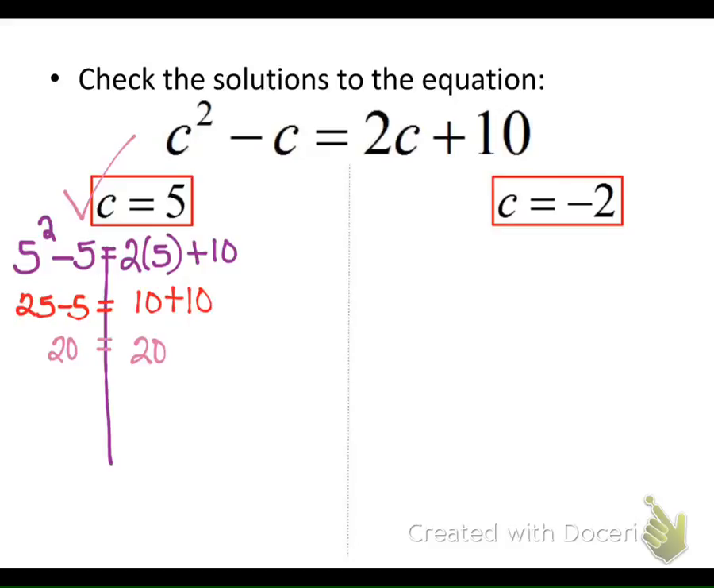All right. So now we're going to check to see if c equals negative 2 could possibly work. So this time, every time I see the variable c, what number am I going to substitute? Okay. So I'm going to write negative 2 squared minus. Now, because it's a minus 2, I'm going to go ahead and put that minus 2 in parentheses so my signs aren't a minus and a minus together. Then I'm going to put an equal sign. Now what do I write?